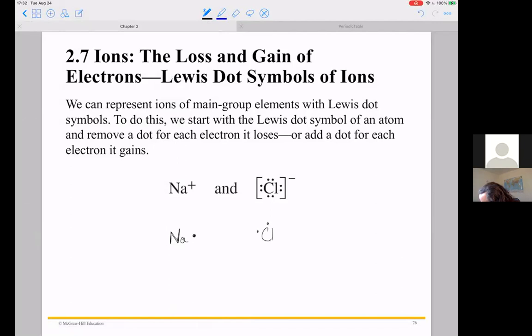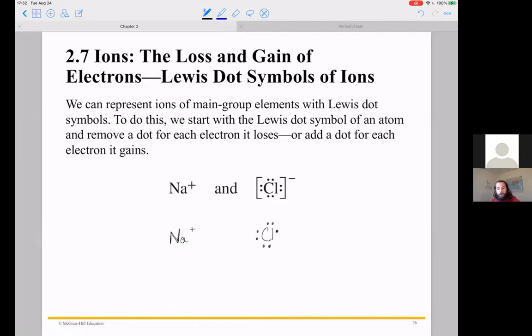1, 2, 3, 4, 5, 6, 7. But then, as we talked about, how does sodium get to its Noble gas configuration? It gets rid of that valence electron, right? So the valence dot symbol for this ion would just be sodium without that dot and a positive charge.